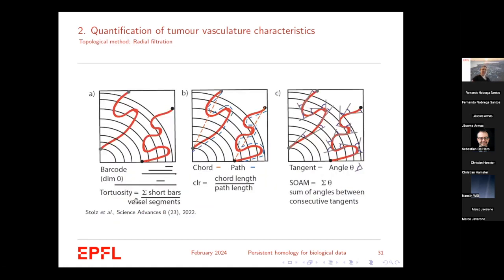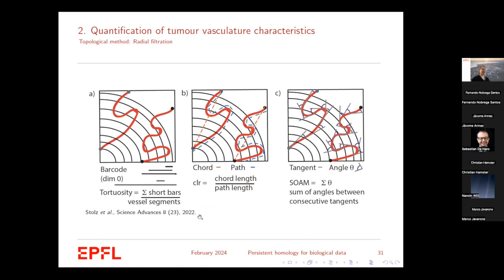Why do we measure tortuosity? We introduced a new measure by looking at how many short bars we have in the dimension 0 barcode. These correspond to parts of the vessels that you cut by this growing sphere, which correspond to short connected components, and then quickly merge with other connected components around them. So they have a short persistence in the barcode. And we take this normalized by the number of vessel segments to take out the effect of the size of the networks.